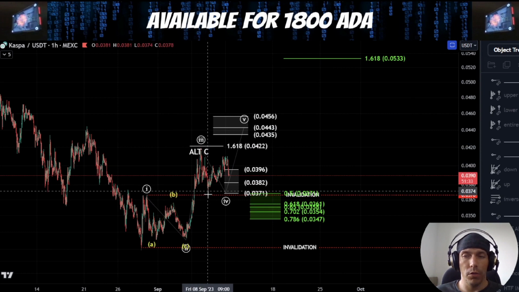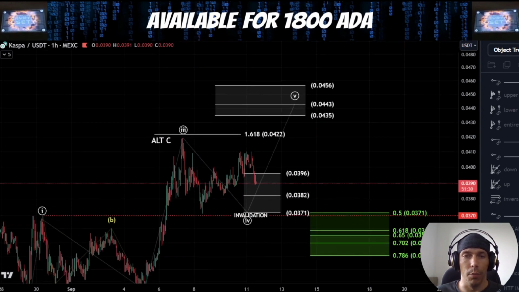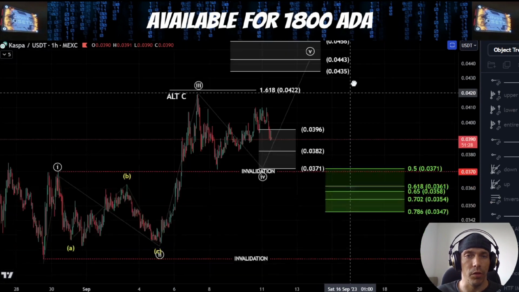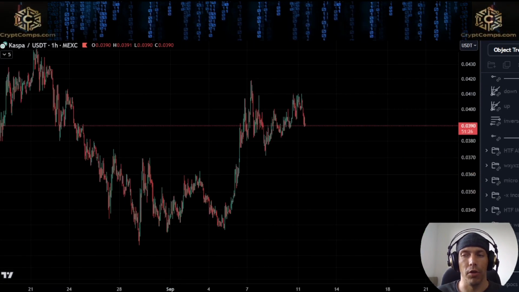So going to be very interesting to see whether we actually get this price action developing to the upside, or whether we start to break to the downside. We're going to go over that bearish count in a second.